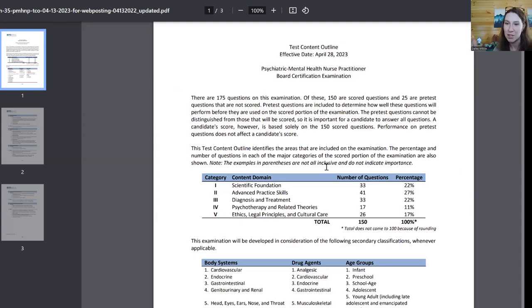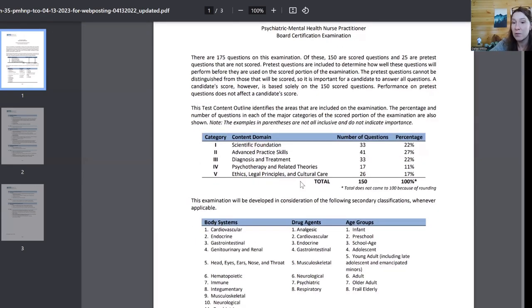There's no information about it yet, so just don't panic. ANCC has confirmed that this is happening. So, scientific foundation, you're going to have 33 questions on this. It's 22% of your exam.